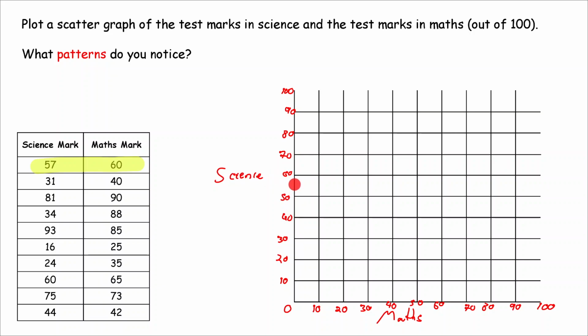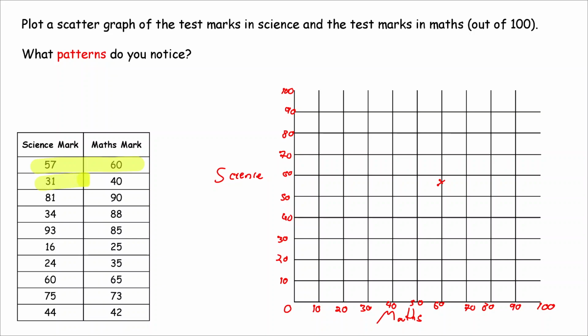Okay, science 57 is going to be about here, and maths is going to be 60, so somewhere over here. And of course, when it's 57, it's quite hard to get it really accurate, but you just have to do the best you can with it and plot it onto your grid. So there we go. That's pretty accurate on the first one.